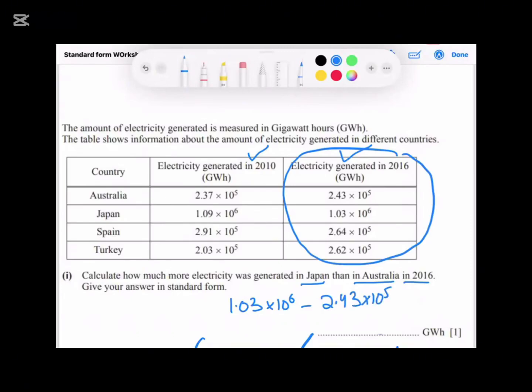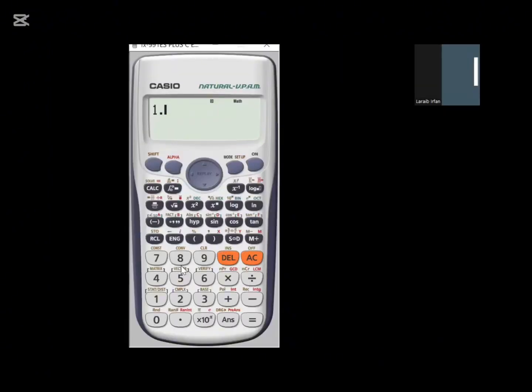Again, we will use the calculator and solve this part. So I have 1.03 exponent 6, minus 2.43 exponent 5, equals. So the answer we got is not correct as it is, we have to write it in standard form: 787000. So I have to move the decimal point to make standard form, 1, 2, 3, 4, 5. 7.87 multiplied by 10 to the power 5. So this will be our final answer. These types of questions normally come in paper 2. I hope there is no confusion in these questions.